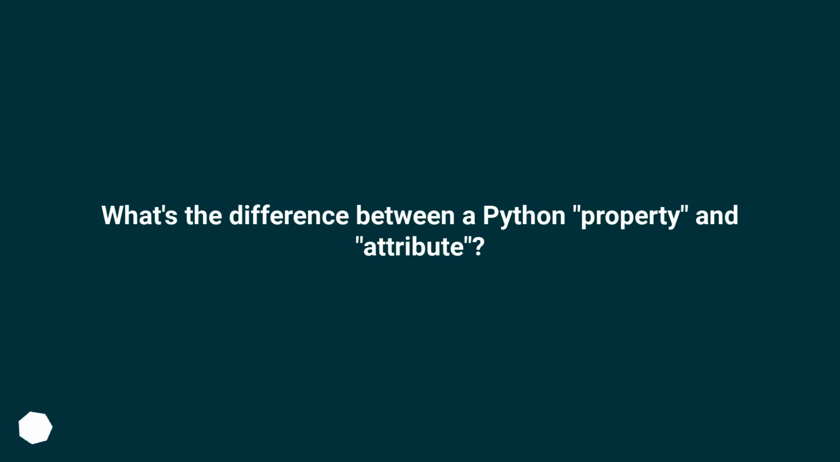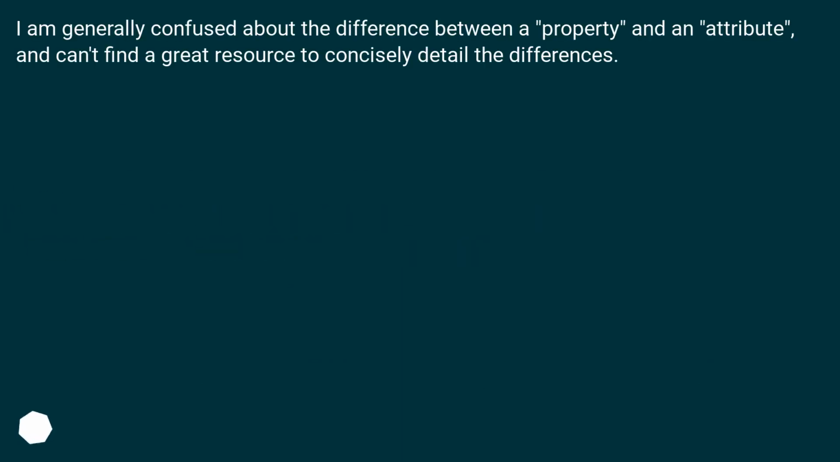What's the difference between a Python property and attribute? I am generally confused about the difference between a property and an attribute, and can't find a great resource to concisely detail the differences.